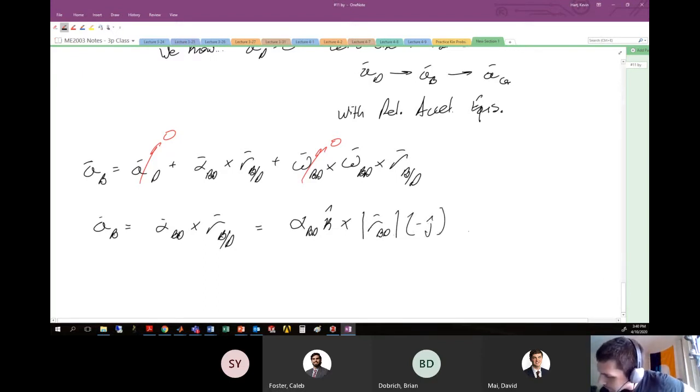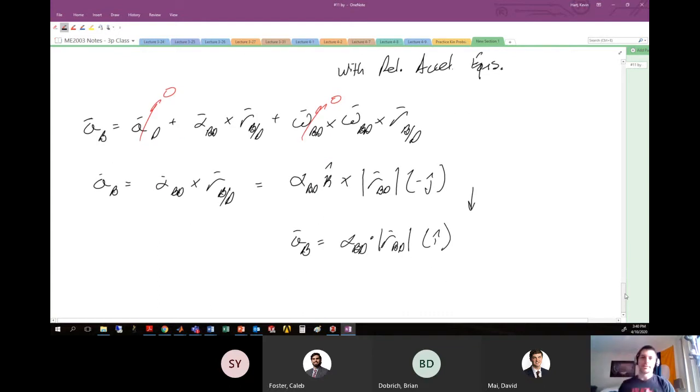So what can I infer from this particular piece of information? Well, I can infer that the acceleration of point B, after doing my cross product, k cross negative j will give me positive i. I will end up with something like alpha BD multiplied by the magnitude of the length of the rope BD, all in i hat. Or, long story short, the acceleration of point B is whatever that magnitude is, solely in i hat.